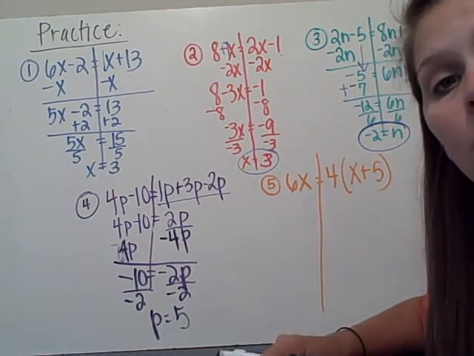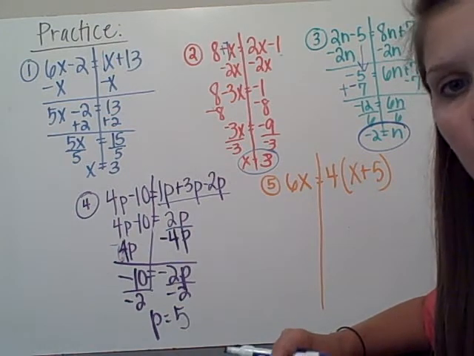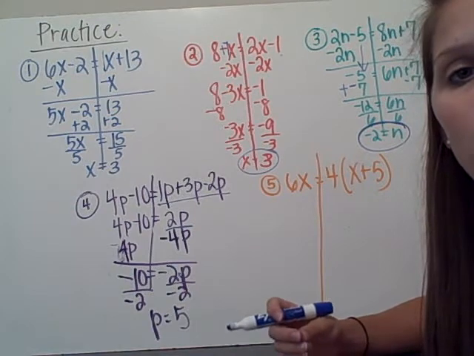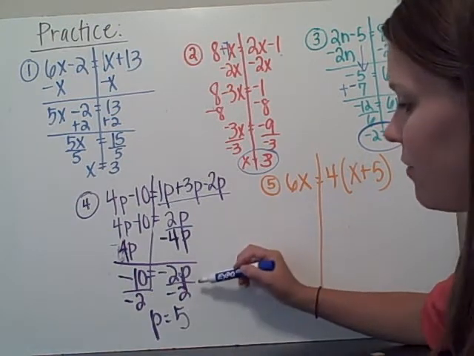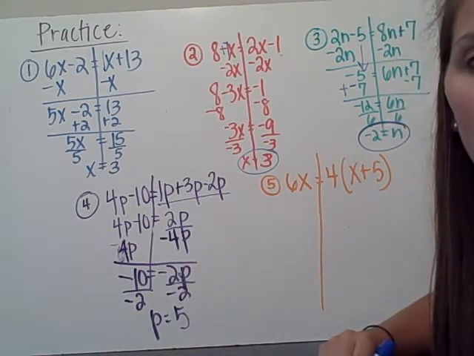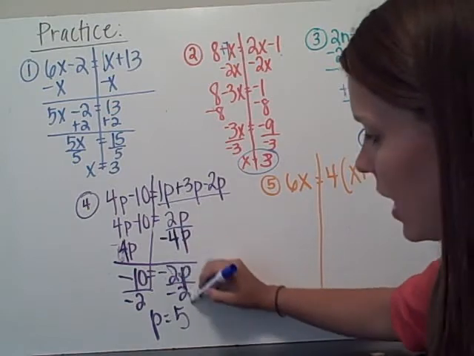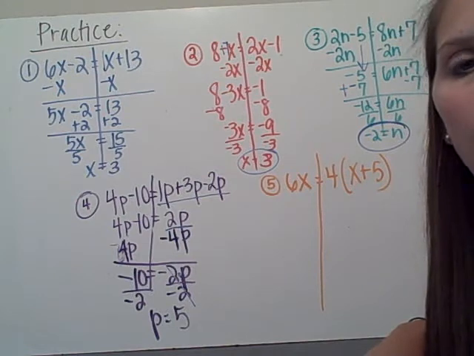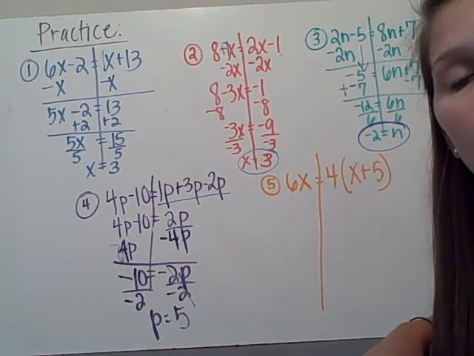I've got one more step before I can get the variable completely by itself. This is multiplication. The inverse operation of multiplication is division. So I'm going to divide by negative 2 on both sides. These cancel. Negative 10 divided by negative 2 is a positive 5, because a negative divided by a negative is a positive.